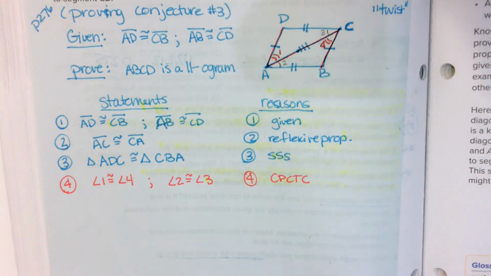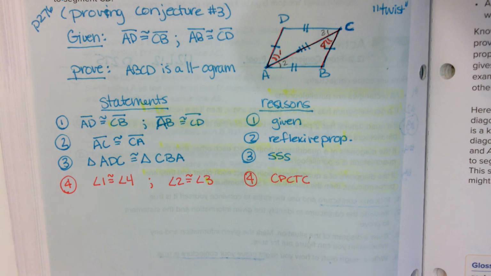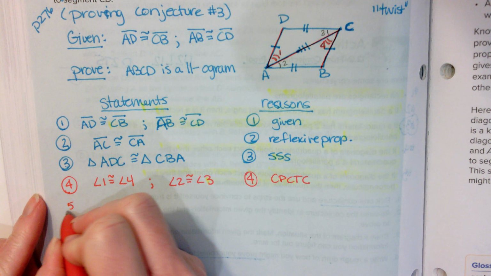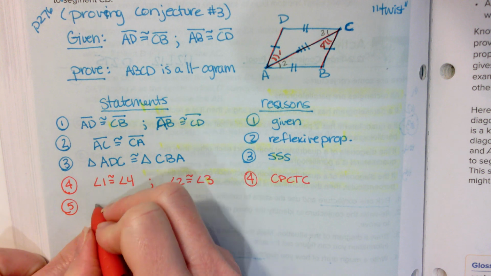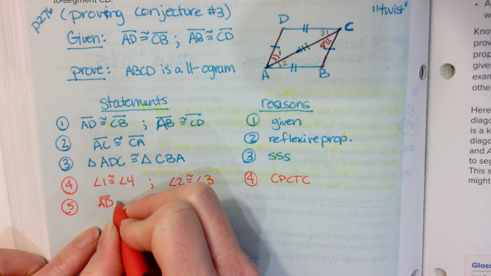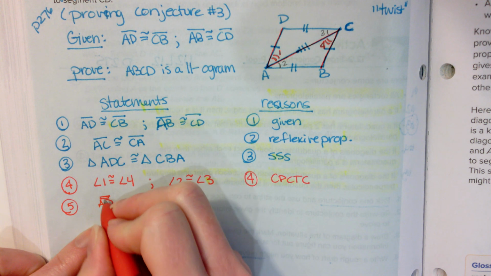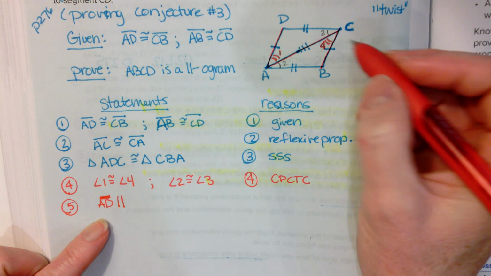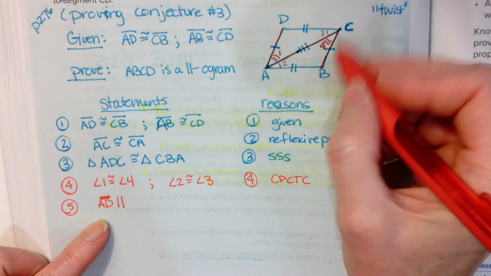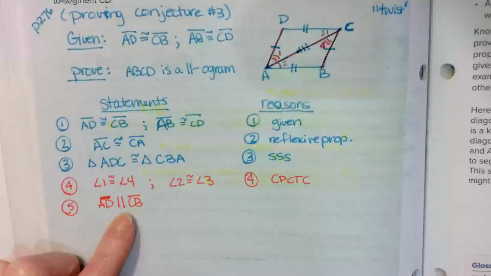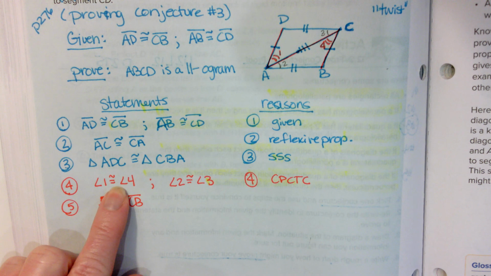1 and 4 would be the alternate interior angles for my two sides. So if 1 and 4 are congruent, that would force my sides AD to be parallel to CB. Those are my two sides. My two sides are parallel if 1 and 4 are congruent.